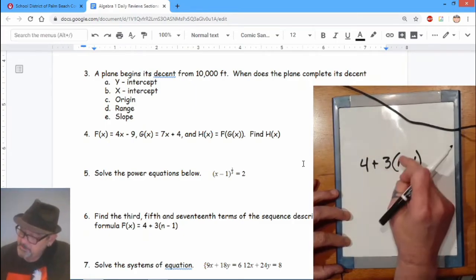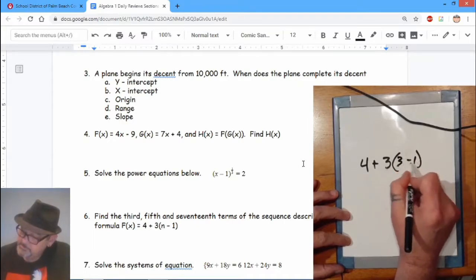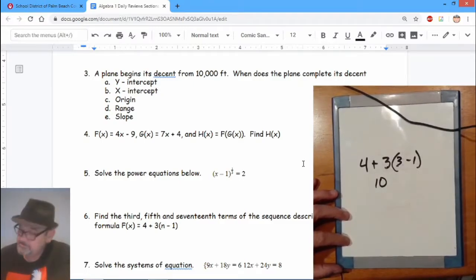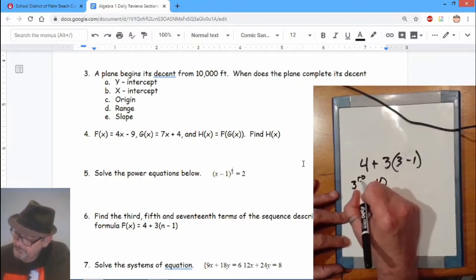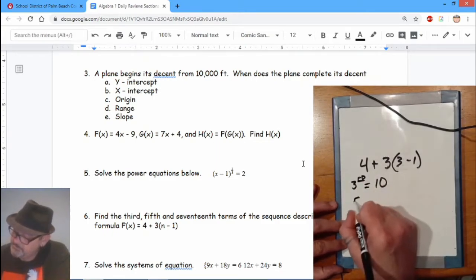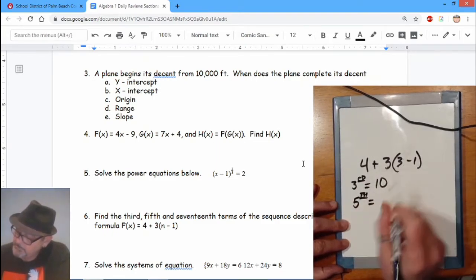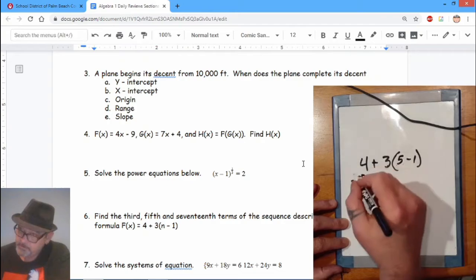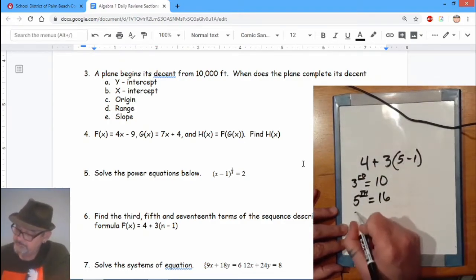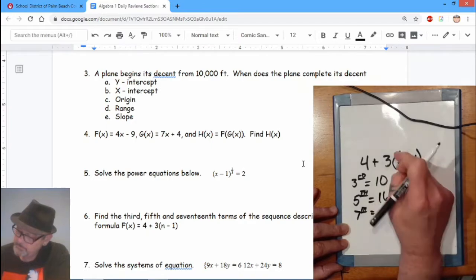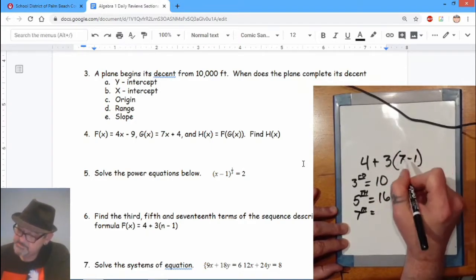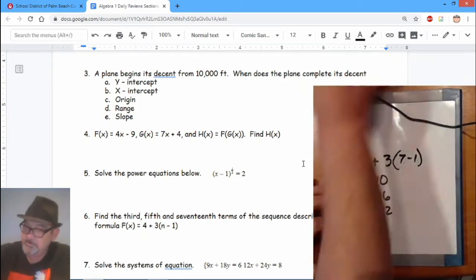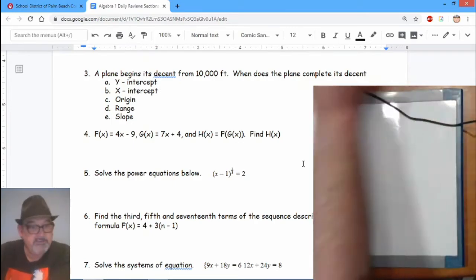So if I substitute it with 3, 3 minus 1 is 2. 2 times 3 is 6. 6 plus 4 is 10. So the 3rd term is 10. The 5th term, well, just replace n with 5. 5 minus 1 is 4. 4 times 3 is 12. 12 plus 4 is 16. And then finally, the 7th term, 7 minus 1 is 6. 6 times 3 is 18. 18 plus 4, 22. Pretty easy. That's really super easy.